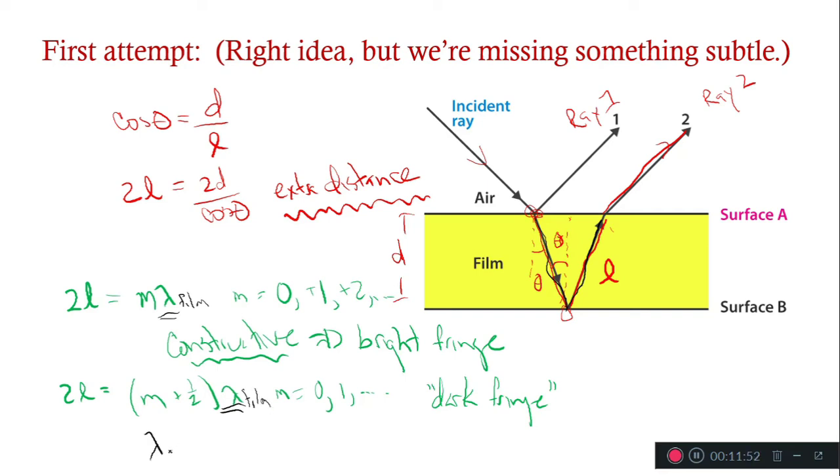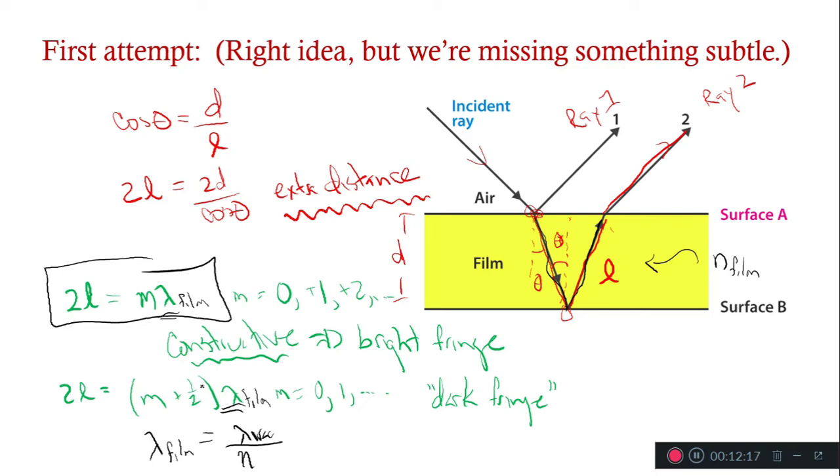So lambda film is lambda vacuum, or essentially lambda air, divided by the index of refraction. So just be aware that ray 2 travels an extra path length, but it travels the extra path length in this medium. So we have to worry about the wavelength in that particular medium. And this is mostly what we'll talk about, the bright fringes, but be aware that there are dark fringes too.